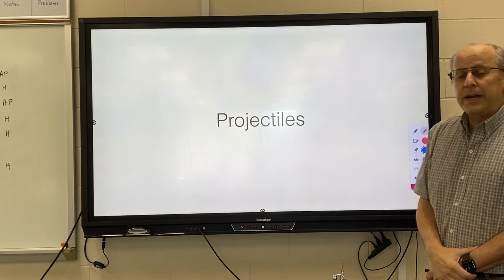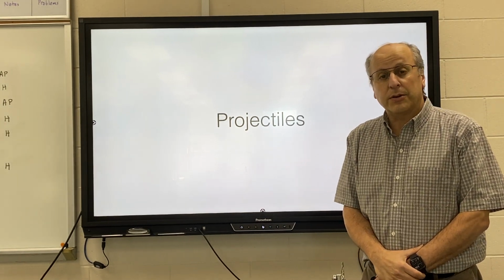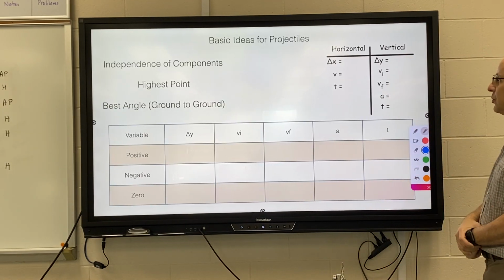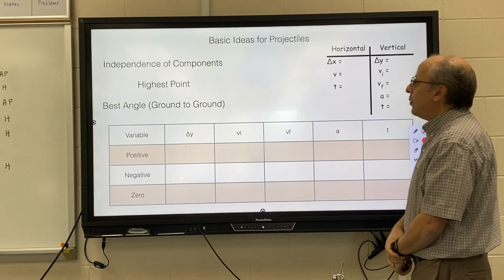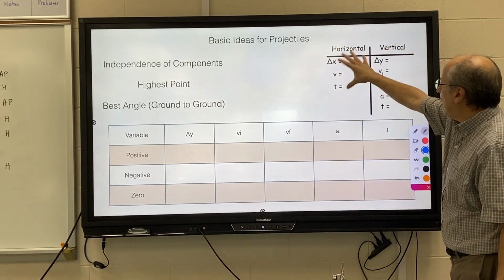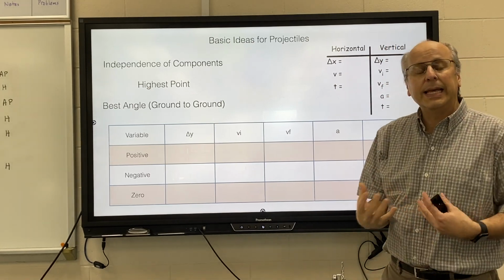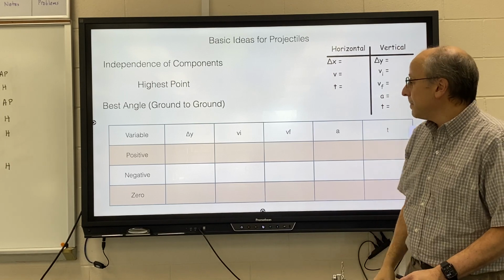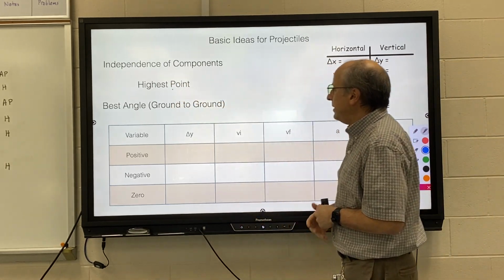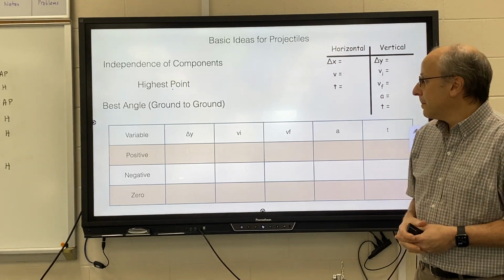Okay, unit number 3 is broken up into 2 main sections, projectiles and circular motion. With projectiles, here are the main ideas you want to remember. We have the idea of independence of components, which says you do your horizontal and your vertical as 2 separate problems linked together with time. We have the idea that at the highest point of our flight, the object will stop moving vertically.